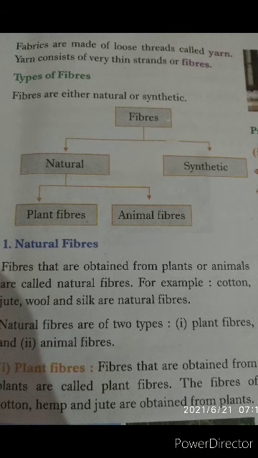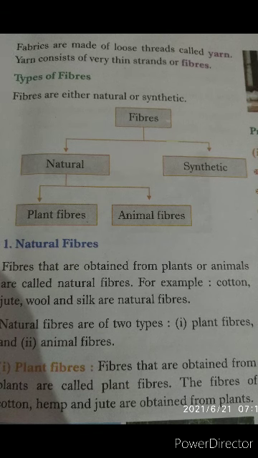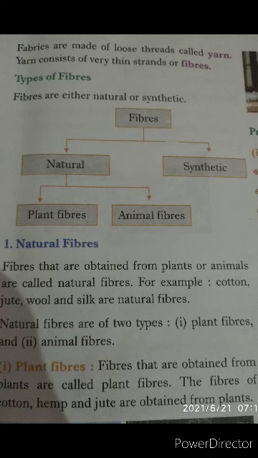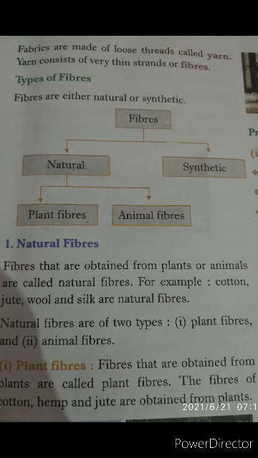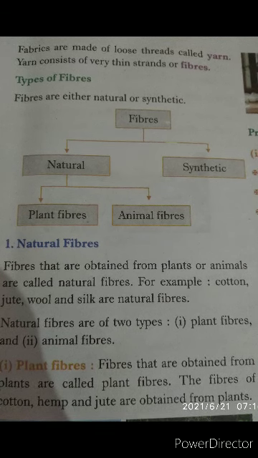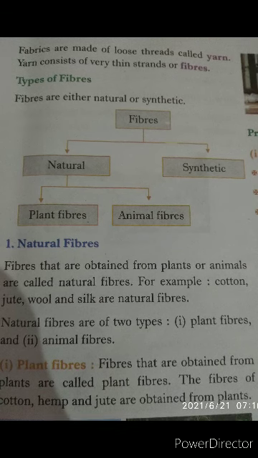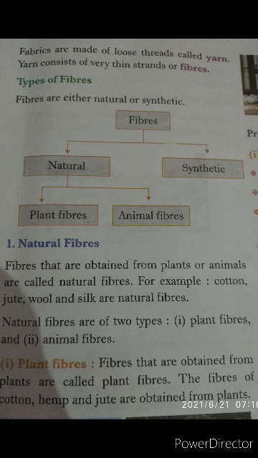Fibers that are obtained from plants or animals are called natural fibers. For example, cotton, jute, wool, and silk are natural fibers. Which are the main natural fibers? Cotton, jute, wool, silk. Natural fibers are two types, plant fibers and animal fibers.